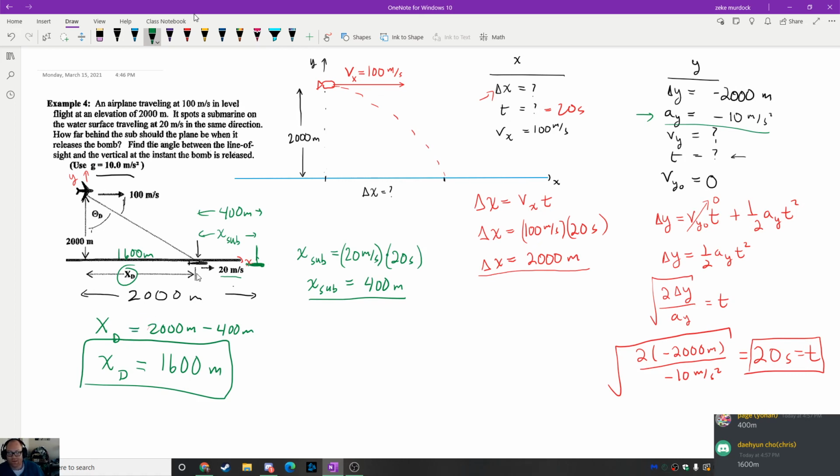All right. So the next thing to figure out was the angle between the line of sight and the vertical at the instant the bomb is released. You could line up your sights at this angle. To figure that out, we can do a little trick. We've got a right triangle. So the tan inverse of 1,600 divided by 2,000. I'm pretty sure that this is going to be 53 degrees.